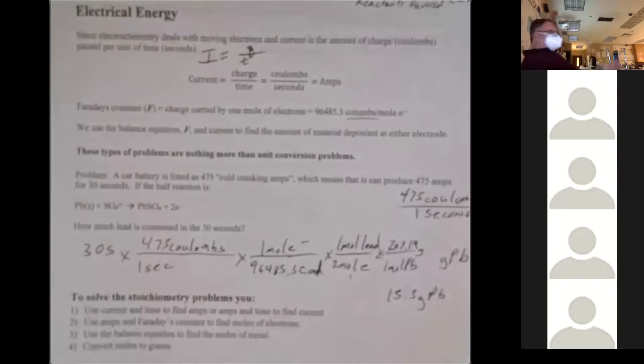If you try to turn that battery for 30 seconds, that consumes 15.3 grams of lead off the anode.